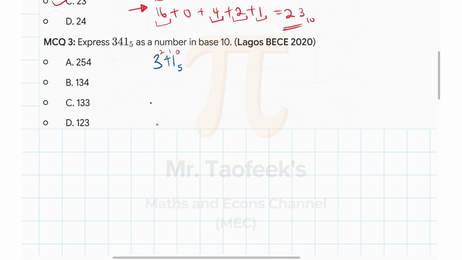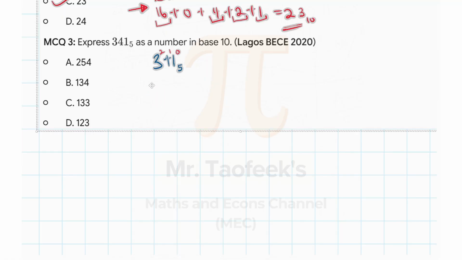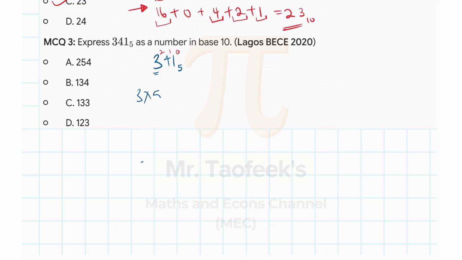Since we have that, we say each of the digits, for example, the first digit is 3 times the base, which is 5 to the power of 2, the 2 we have here. Then the next one is 4 times the base to the power of 1, plus 1 times the last digit, which is 1 times the base to the power of 0. And that simply gives us 5 squared.